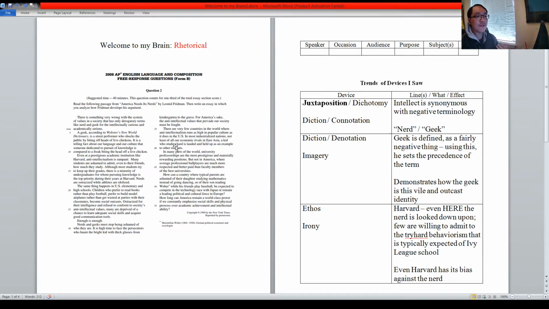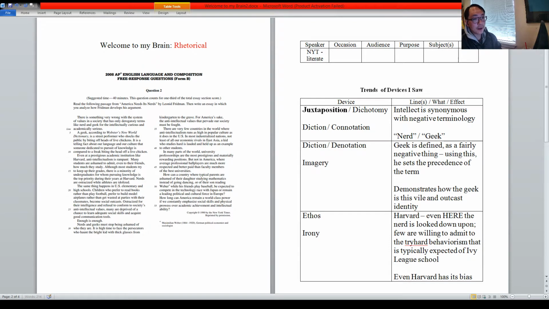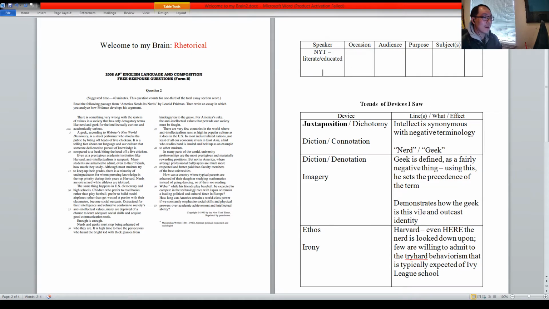So I need to figure out, okay, what is this piece really saying? Who's speaking? What's going on, right? Now, for speaker, this is the big problem that people have. It's not Leonid Fridman, technically. I mean, he is the person writing this piece, but speaker is more about what's his identity, right? What kind of voice he's speaking with, what kind of ethos does he have, right? I'm thinking about, okay, New York Times, he's probably literate, educated. I'd be surprised if he wasn't educated speaking on a topic like this, right? I'm also thinking he's critical, right?